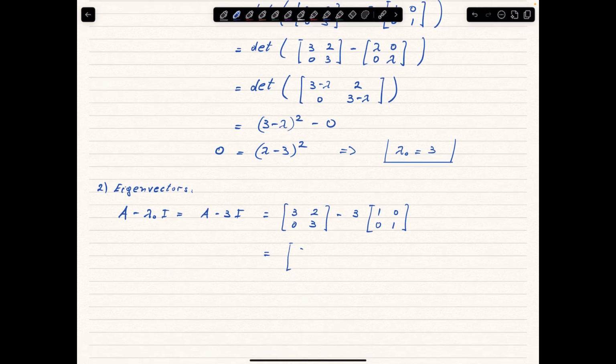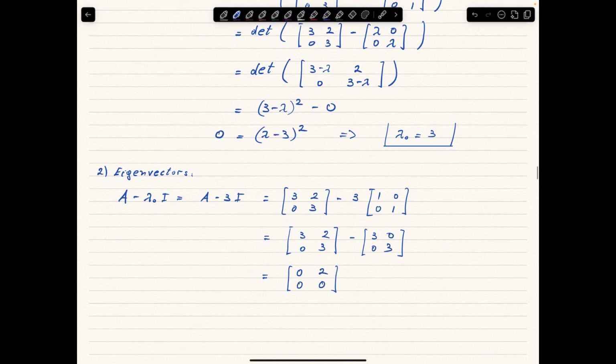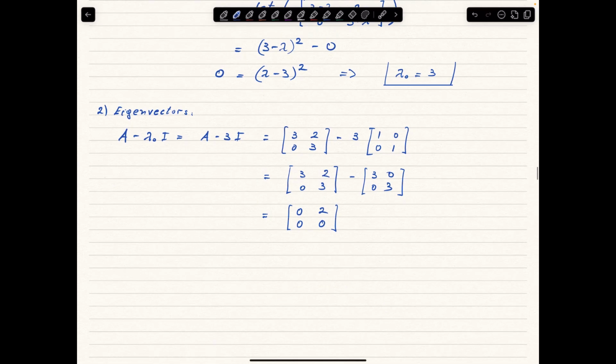Well, we did a similar calculation before, but let's do it one more time. This is minus 3, 0, 0, 3. So we are going to end up with a matrix which has a bunch of zeros: 0, 2, 0, 0. That is the matrix we need to work with. So now we need to solve the equation A minus 3 identity acting on a vector v equals 0.